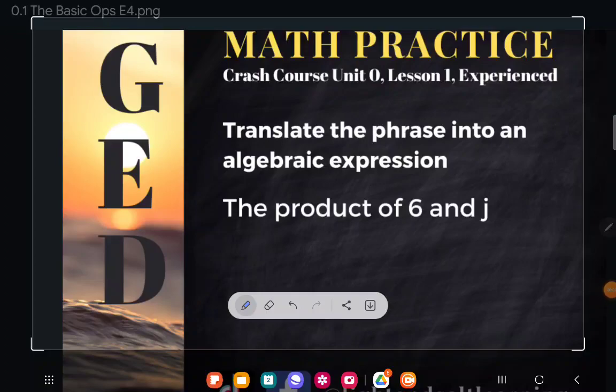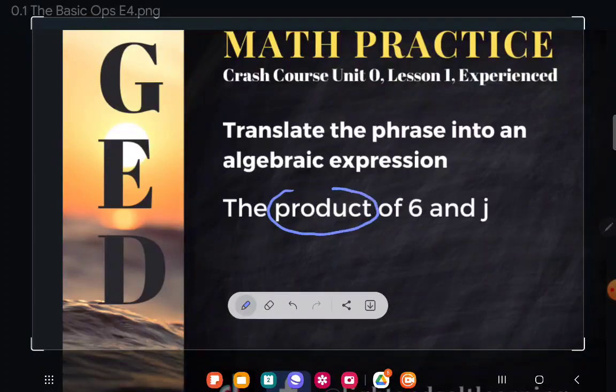Hey GED students, let's take a look at this experience level practice with the basic operations. It says translate the phrase into an algebraic expression. Guys, I love combining topics on the GED because that's what the GED loves too. It likes putting things together. And we're being asked to do two things here.